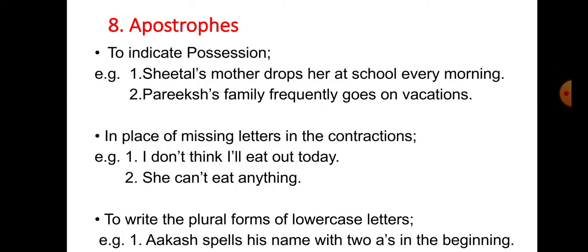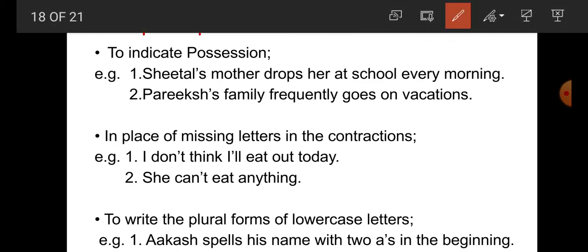Now the next one is, student, apostrophe. We all know what an apostrophe is. Now number 1, what is the use of it? To indicate possession. For example, Sital's mother. Whose mother? Sital's mother. So here it shows possession, so apostrophe is used. Parikh's family. Whose family? Parikh's family. So here it shows possession, that's why apostrophe is used.